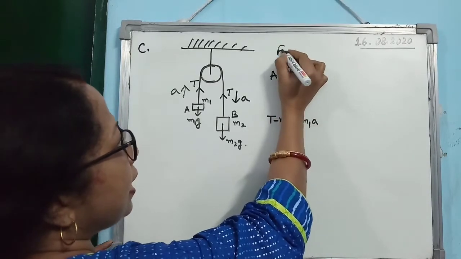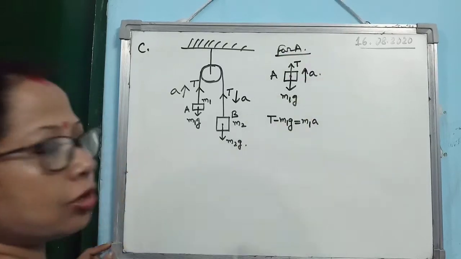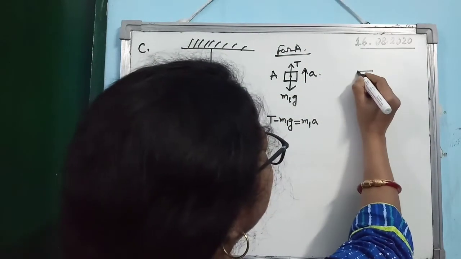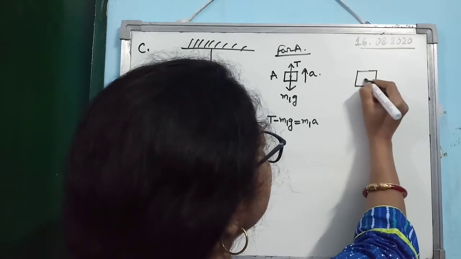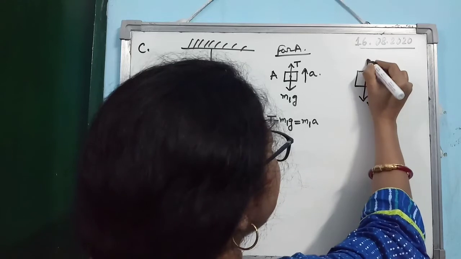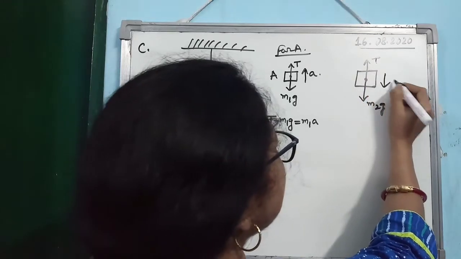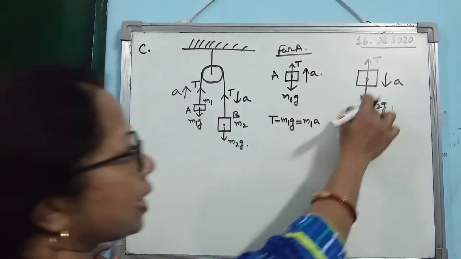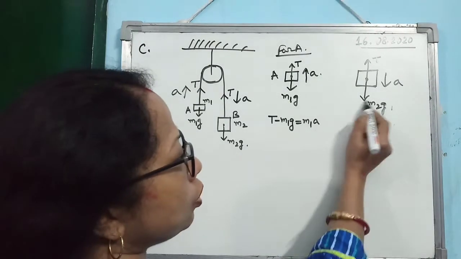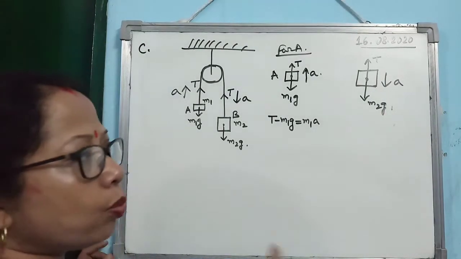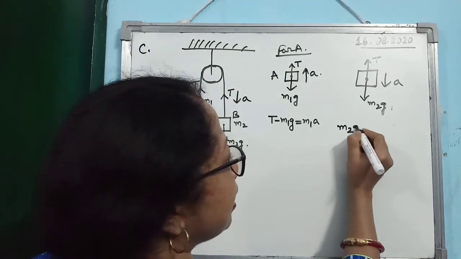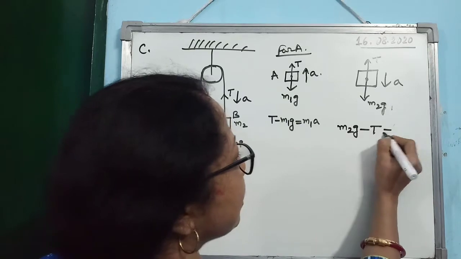This is for A. Alright, if I draw the free body diagram. Now, come to M2. For M2, what is happening? Understand it. M2G is in the downward direction. T is in the upward direction, but the body is moving down with an acceleration in the downward direction. What does it mean? M2G is bigger than T. So what is the resultant downward force creating the acceleration? It will be M2G minus T.